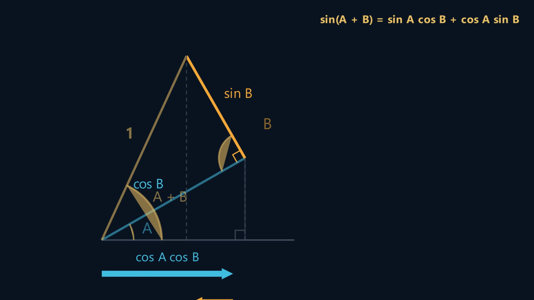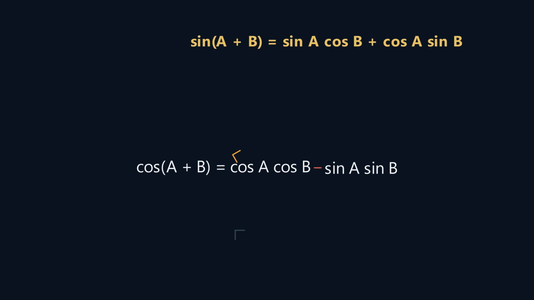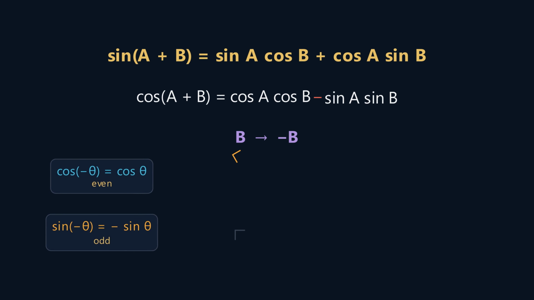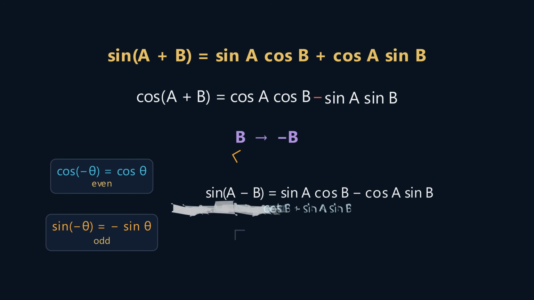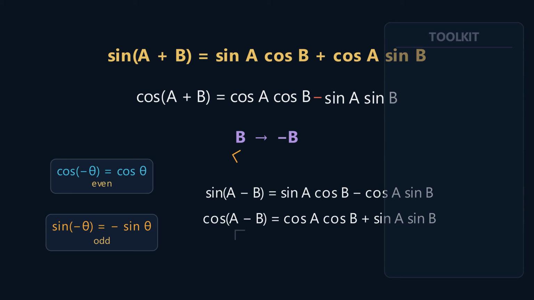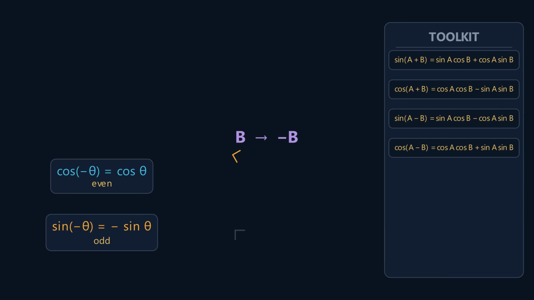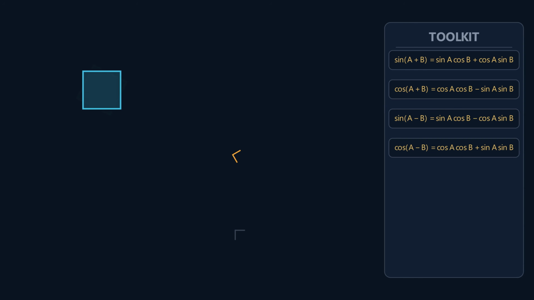The 2 horizontal contributions pull in opposite directions, so they subtract. Cosine A cosine B minus sine A sine B. That minus sign is not a typo, and it catches people forever. The subtraction versions come free. Replace B with minus B. Remember that cosine is even and sine is odd, and every sign that touches a sine flips. That gives you sine A cosine B minus cosine A sine B, and cosine A cosine B plus sine A sine B. And there is a deeper way to see all of this.